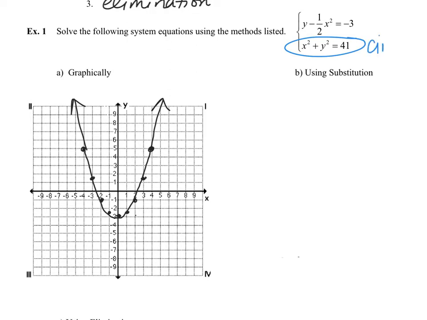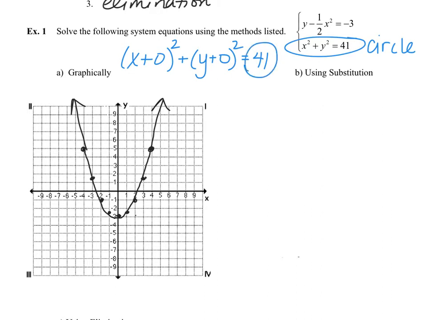So notice this is going to be the form of a circle because x and y are both squared and they both have the same positive coefficient. So this is a circle that has a center at 0, 0. Just a reminder as to why the center is at 0, 0. That's because we don't have a value with the x being squared. It's like an x plus 0 squared, and same with y. A y plus 0 squared is equal to 41. So that's why the center is at 0, 0.